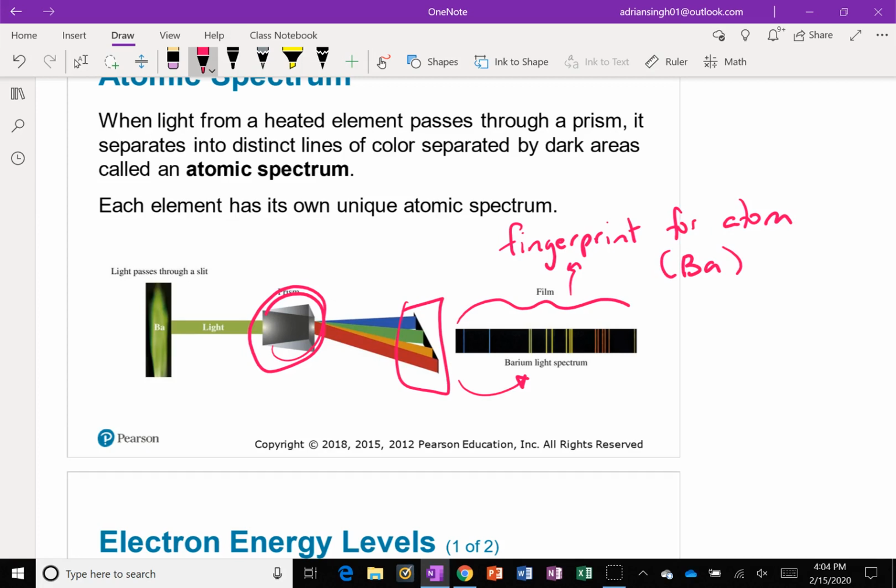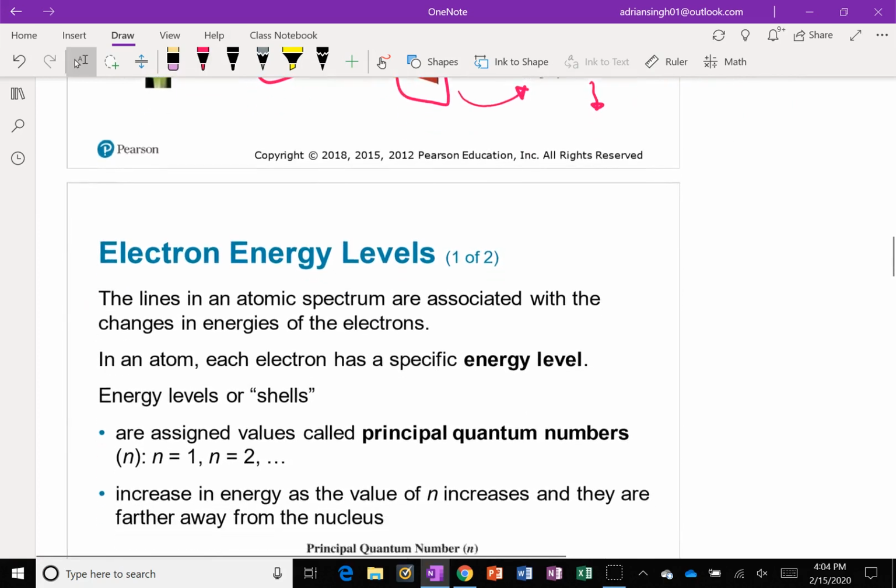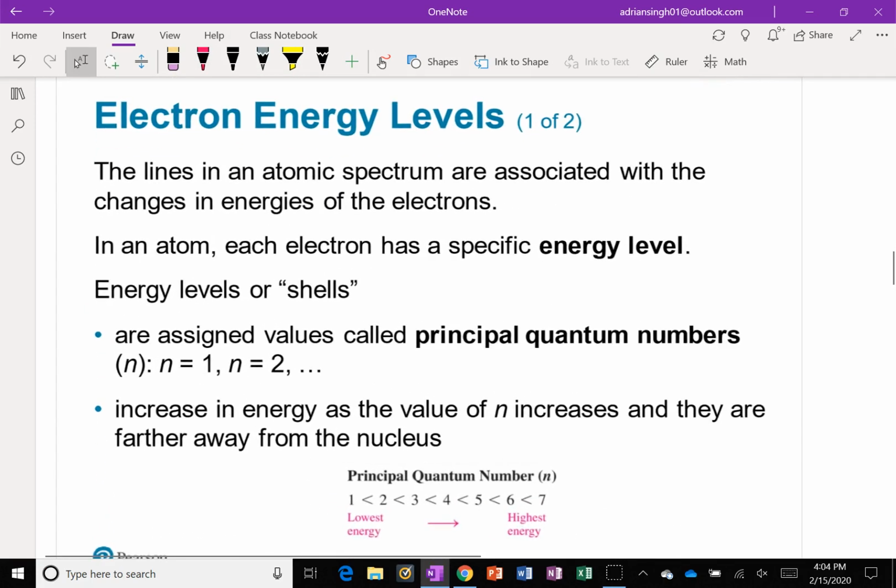Now, the reason why we're going to see these lines exhibited here on the spectrum is because those lines are associated with the change in energy of the electrons in those particular atoms when they get exposed to some sort of energy. And each electron in a particular atom has a specific energy level or shell that it belongs to.